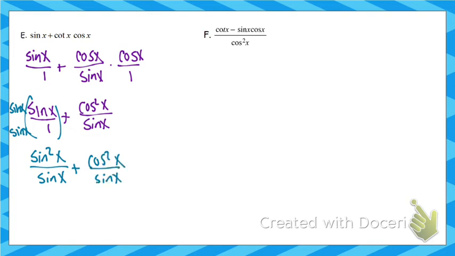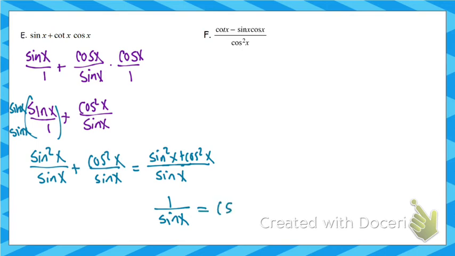Now you have the same denominator. So when you add fractions, the denominator stays, and you can just add the top. Sine squared plus cosine squared is one of those identities. It's just 1. And 1 over sine is cosecant.